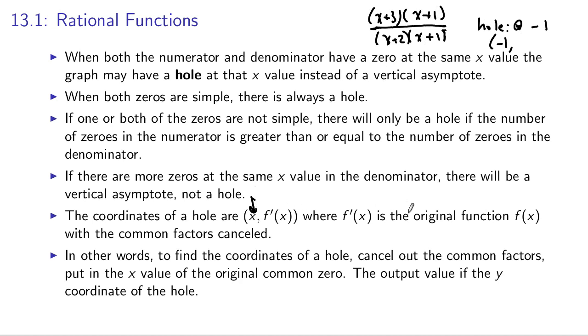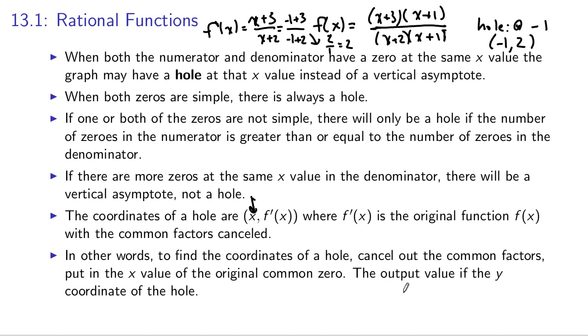And then f prime of x is the original function f of x with the common factors canceled. So if we cancel the x plus 1, the f prime of x would be x plus 3 over x plus 2. So our graph is going to look like the graph of f prime of x, except there'll be a hole at negative 1. That's the x value. The y value will be: plug in negative 1 for x. So we'd have negative 1 plus 3 over negative 1 plus 2. Negative 1 plus 3 is 2. Negative 1 plus 2 is 1. So we'd have a y value of 2. So the hole would be at negative 1, 2.